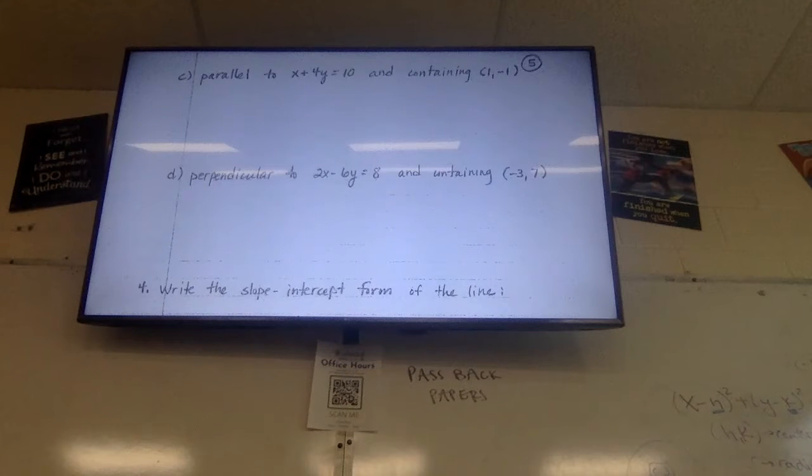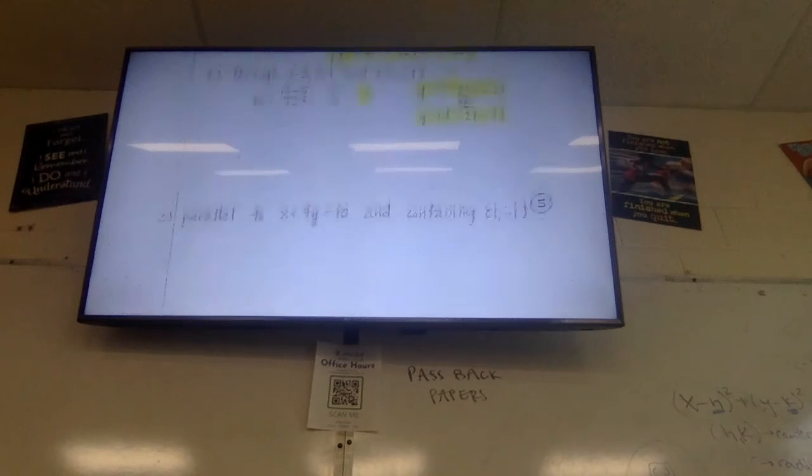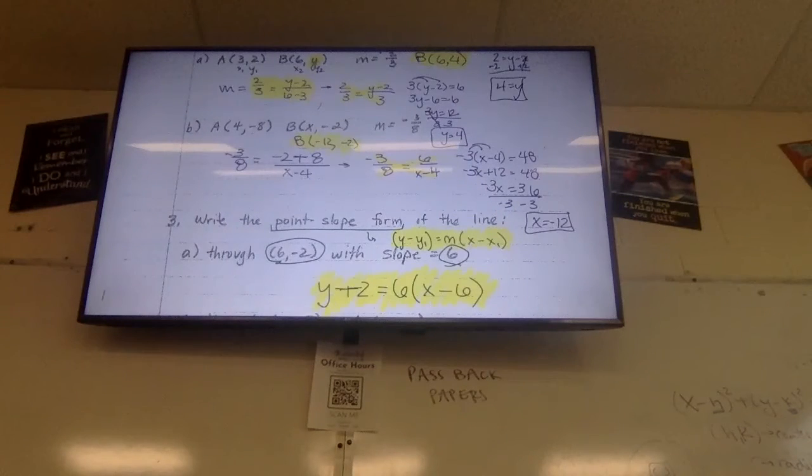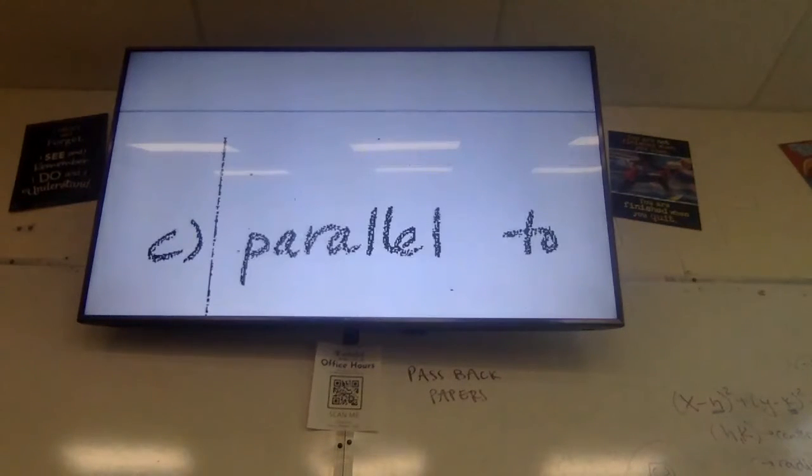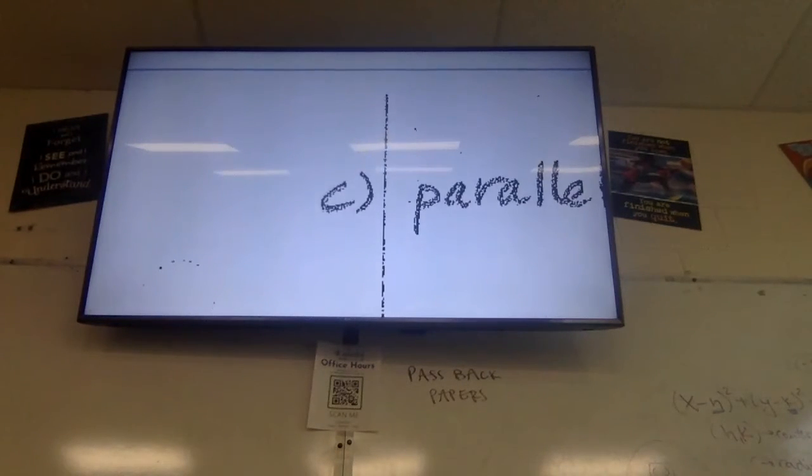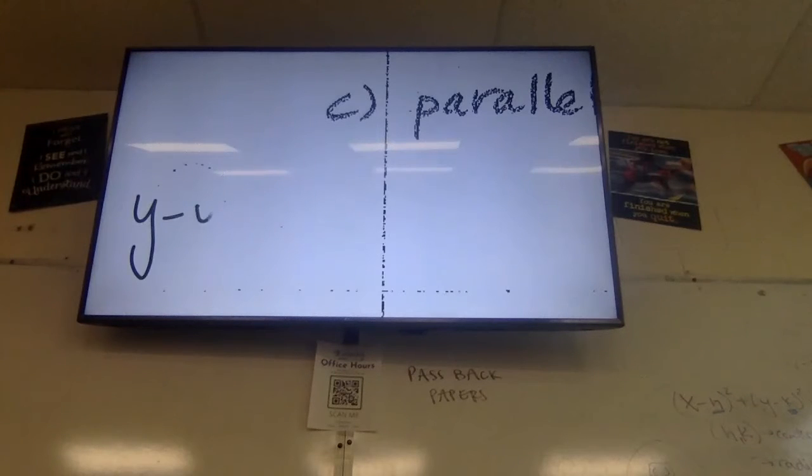Now we're talking about the same thing. It's still under the same set of directions. Write the point slope form of the line. So I may actually write my equation up here just in case I forgot, or in case I was worried I would forget. y minus y1 equals m times x minus x1.